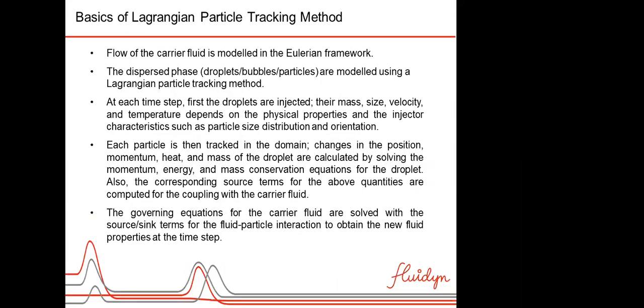So the carrier fluid is modeled in the Eulerian framework, and the dispersed phase is modeled using a Lagrangian particle method. At each time step, the droplets or particles are injected or placed, and their mass, size, velocity, temperature, etc. depend on various situations, like size distribution or their orientation. Then each particle, or a parcel of particles, is tracked in the domain. Tracking means we find the changes in position, momentum, heat, and mass of the particle. And these are calculated by solving momentum, energy, and mass conservation equations for each particle.